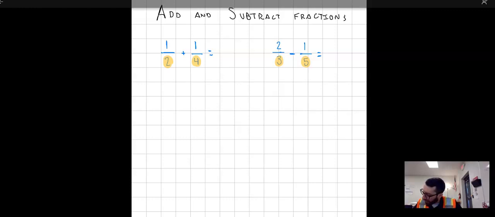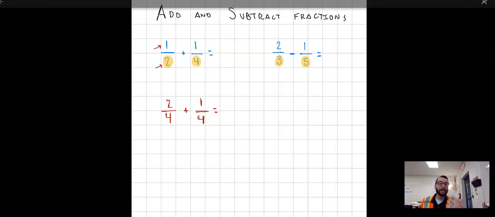So I'm going to rewrite both of these fractions with a 4 on the bottom. My second fraction already had 4 on the bottom, so I just leave it the same. It is still 1/4. For my first one, though, that 2 became a 4. 2 times 2 is 4. What you do to one number, you need to do to the other. So if I did 2 times 2, I also need to do 1 times 2, which is 2.